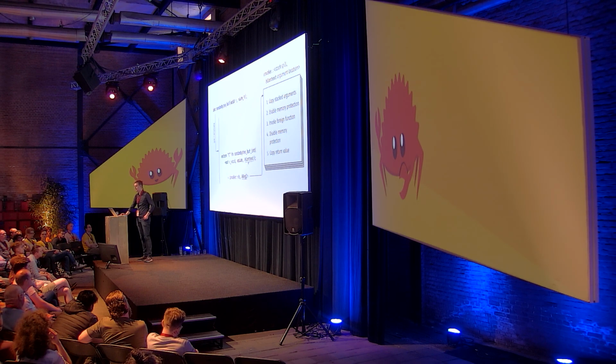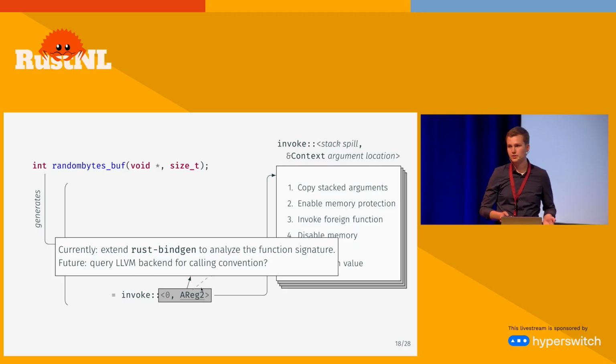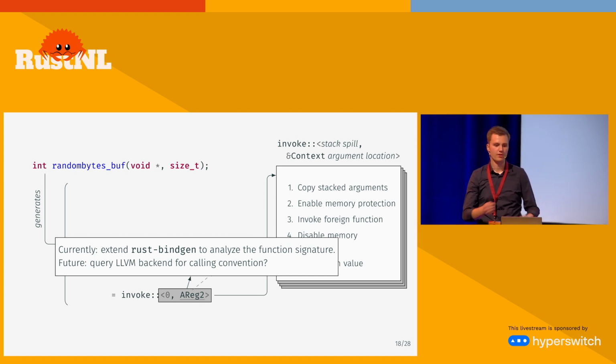And we generate these arguments by extending Rust bindgen with a static analysis pass to analyze our function signature and sort of have a small implementation of the particular calling convention for that architecture. But that's quite brittle, so in the future we would actually like to query the LLVM backend. That's still to be implemented.